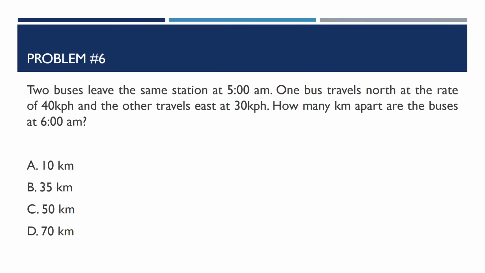So let's have the sixth problem. Two buses leave the same station at 5 a.m. One bus travels north at the rate of 40 kilometers per hour, and the other travels east at 30 kilometers per hour. How many kilometers apart are the buses at 6 a.m. in the morning? So let's answer this. The answer for this is 50 kilometers.